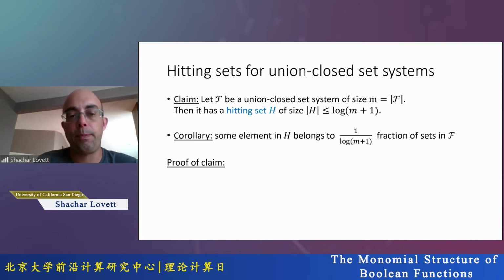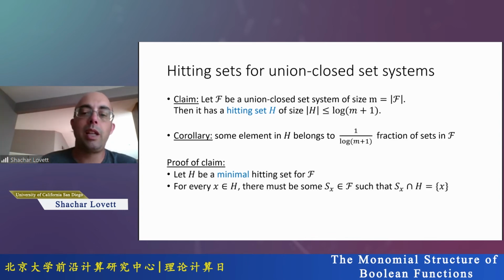So here's the proof of the claim. Let H be a minimal hitting set for F, so the smallest size hitting set for F. My claim is that because it's minimal, for every element x in H, in the hitting set, there must be some set Sx in your set system that intersects your hitting set in exactly this element, and nothing else. Otherwise, this hitting set would not be minimal. This is set Sx.